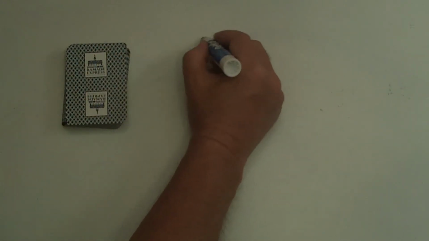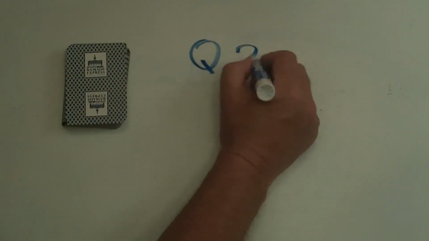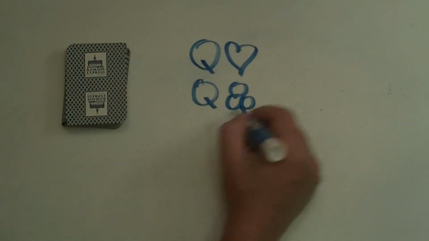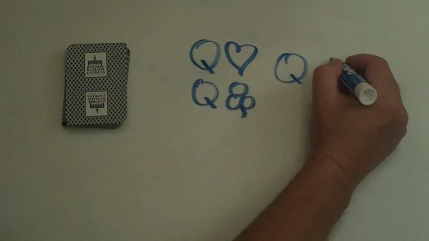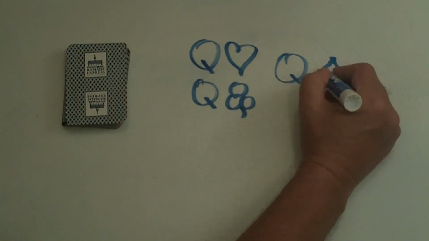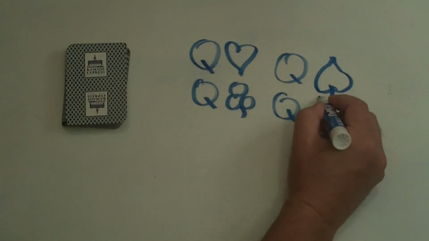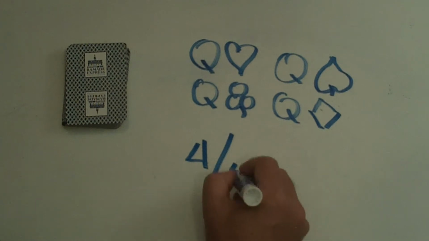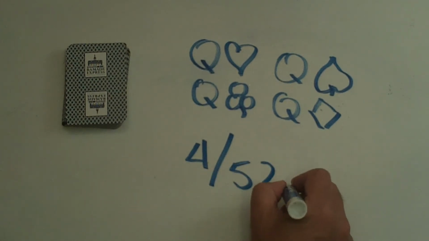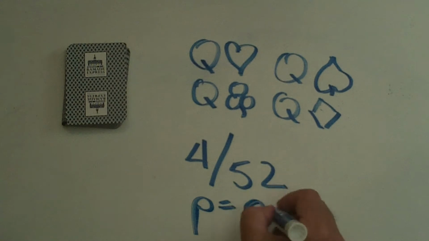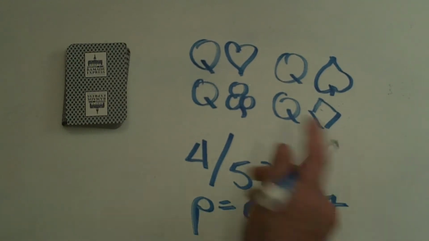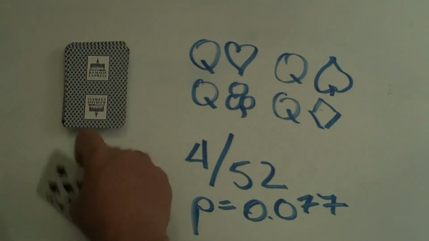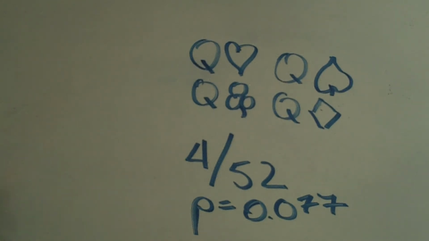Alright, well there are 4 queens in the deck. Queen of hearts, queen of clubs, queen of spades, queen of diamonds. So there are 4 queens out of 52. Probability there then would be 0.077. Didn't hit it. Okay, let's look at multiple events.